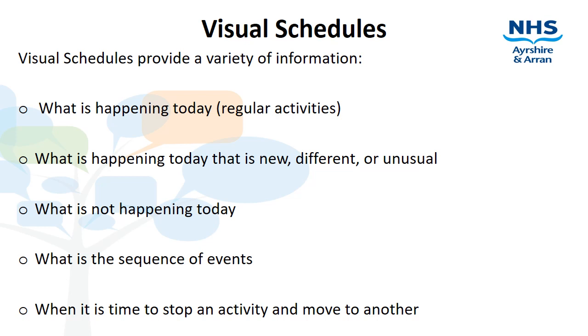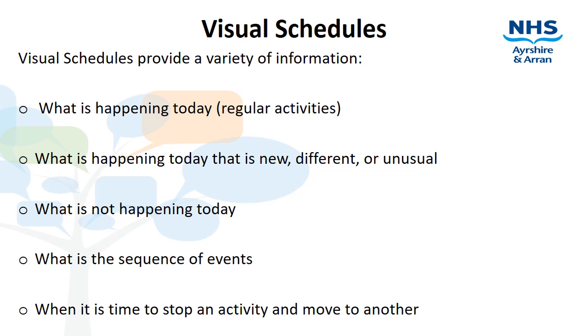So the first one we're going to talk about is visual schedules. So visual schedules provide a variety of information. They tell us what is happening today, so our regular activities like snack, lunch, literacy.